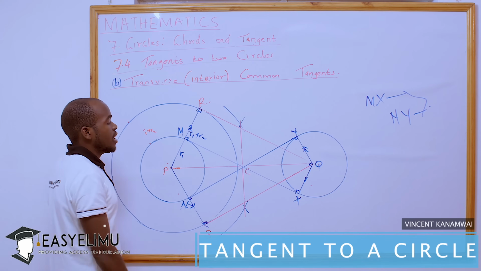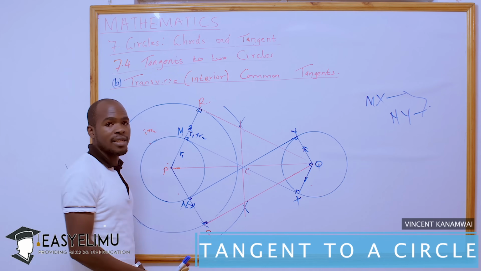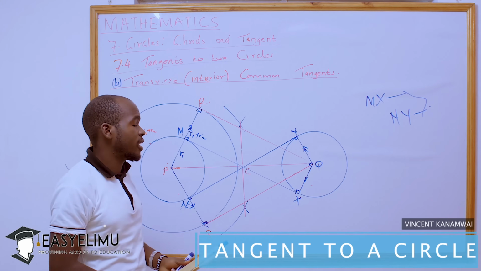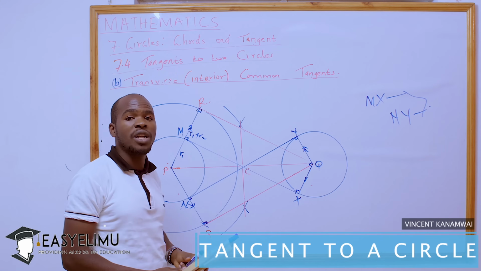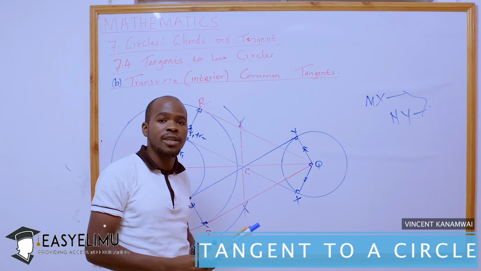After making that, now join those parallel points where they cut the next circle, and what will have been constructed will look like what we have on the board, and that is what we call a transverse or interior common tangent.